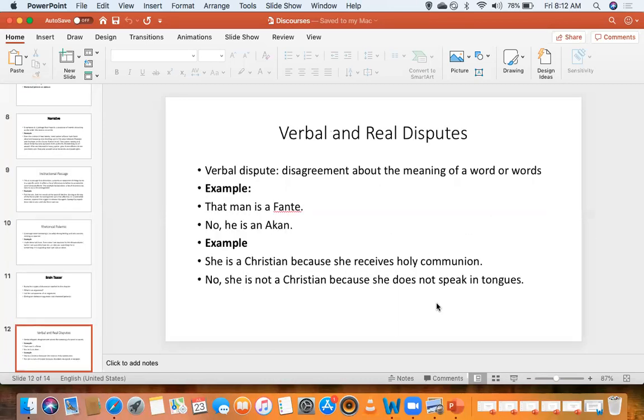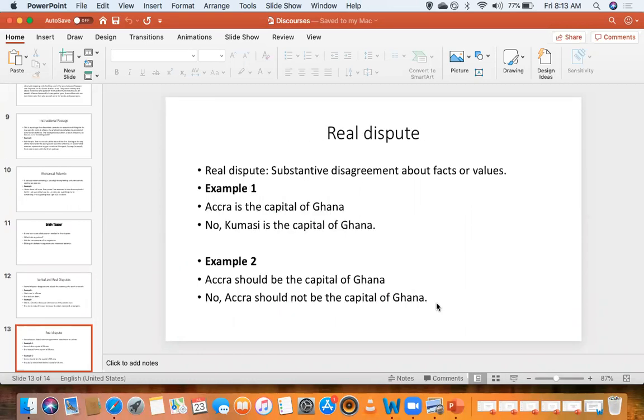Then we saw verbal and real disputes. Verbal disputes are resolved by going for the correct meaning of something. Or if something does not have a clear meaning at all, then the verbal dispute is permanent, unless you can find an accurate meaning. Then we saw that real disputes are different from verbal disputes. They are disputes about facts or about people's beliefs and preferences.